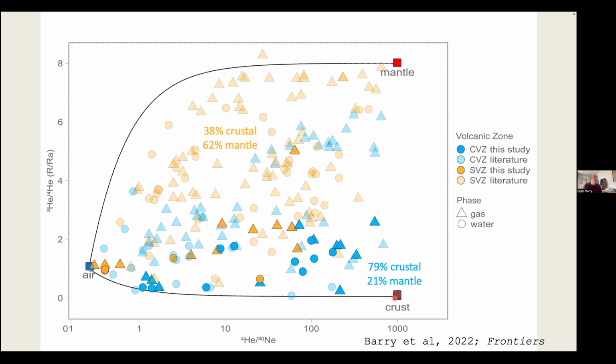So if we assume a binary mixing relationship between mantle and crust, we can estimate on average for the orange Southern Volcanic Zone samples, about 62% of the helium is coming from the mantle, about 38% coming from the crust. And then for the Central Volcanic Zone, it's about 80% crustal and only about 21% mantle-derived helium.